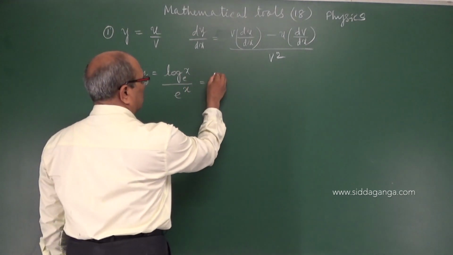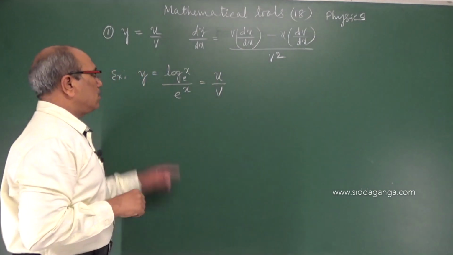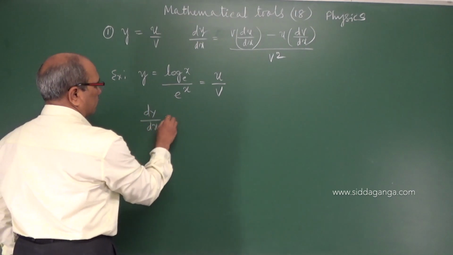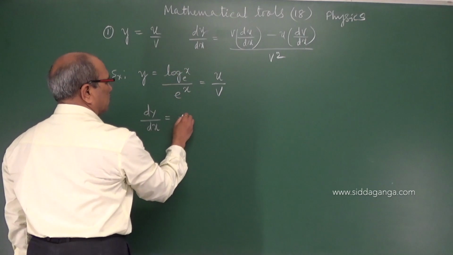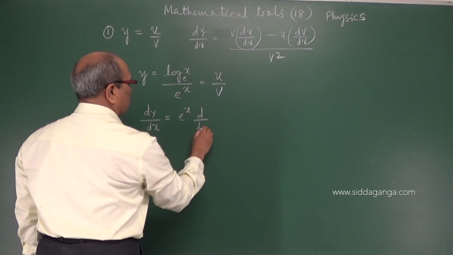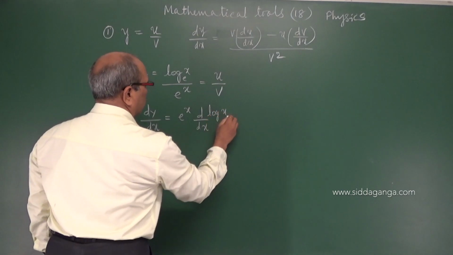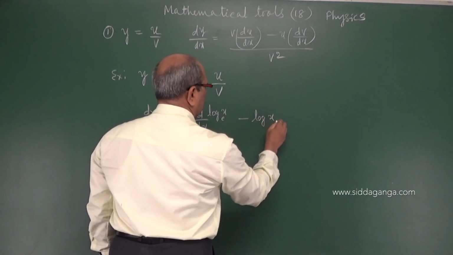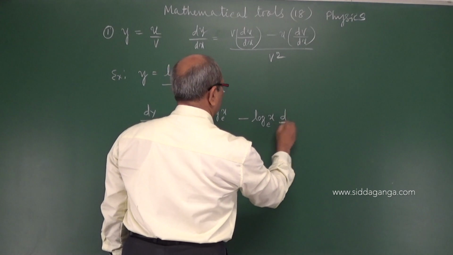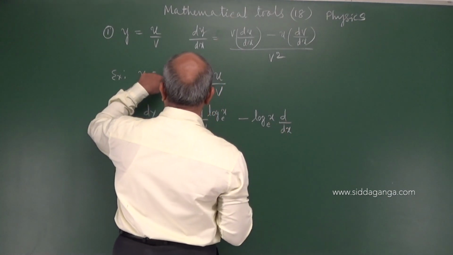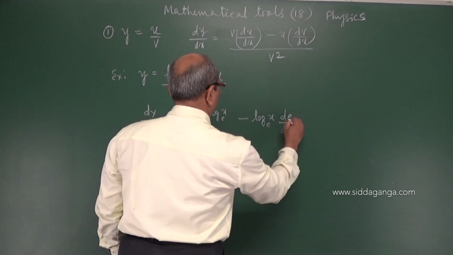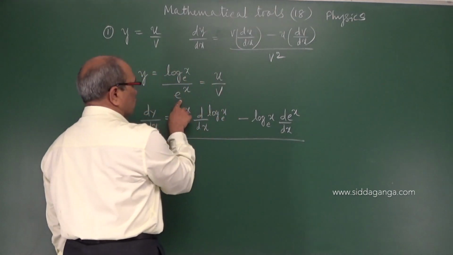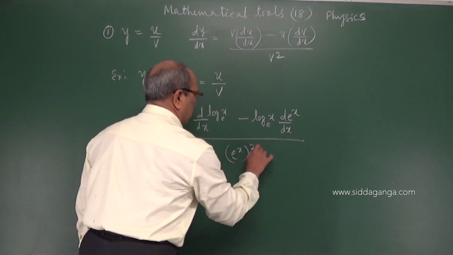So this you can take as u upon v rule. When you go for dy by dx, it is v, which is e power x, into the differentiation of log of x to the base e, minus log x into d by dx of e power x, that is, v into du by dx minus u into dv by dx, upon v square, e power x whole square.